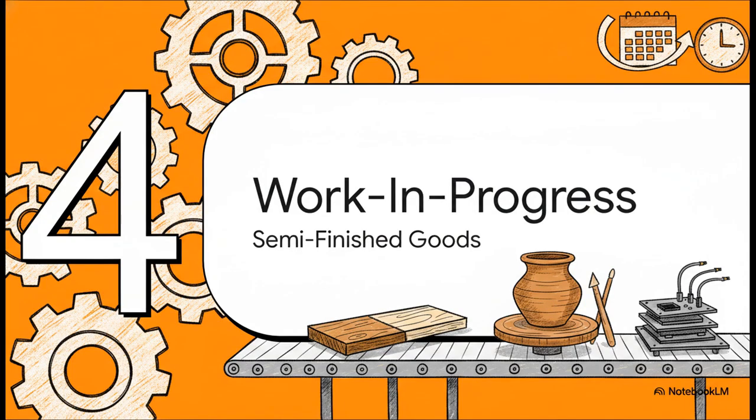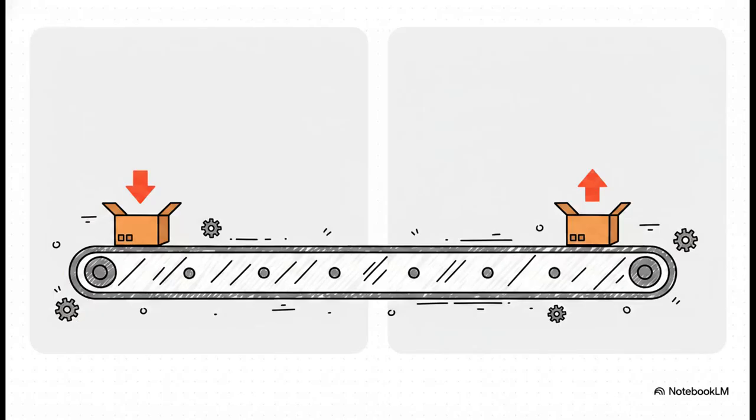Section 4. Navigating work in progress. Dealing with semi-finished goods. Okay, so here's a tricky reality. The factory floor almost never stops perfectly in sync with the accounting calendar. You're always going to have items just sitting on the assembly line that aren't raw materials anymore, but they aren't finished goods yet either. These semi-finished items are known as work in progress, or WIP, and we have to divide them up logically.